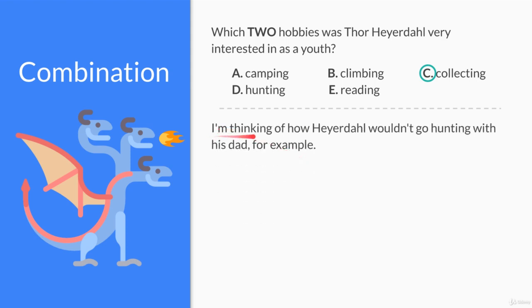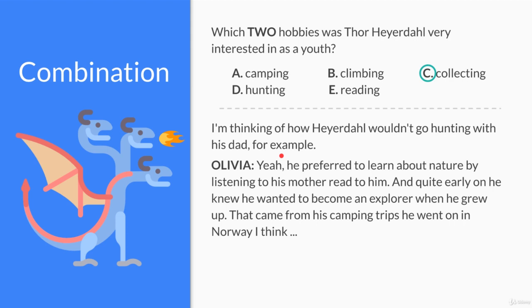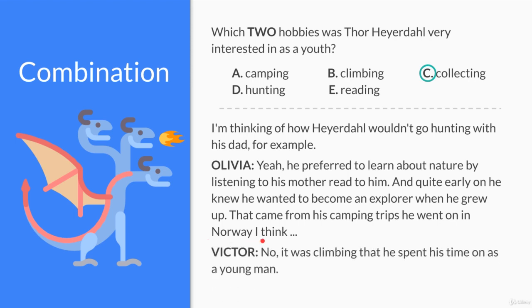So it goes on, I'm thinking of how Heyerdahl wouldn't go hunting with his dad, for example. Olivia responds, yeah, he preferred to learn about nature by listening to his mother read to him. And quite early on, he knew he wanted to become an explorer when he grew up. That came from his camping trips he went on in Norway, I think. Victor responds, no, it was climbing that he spent his time on as a young man.